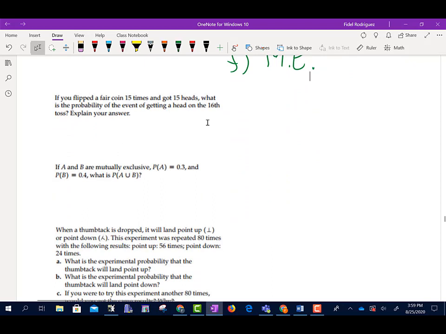All right, for the next problem, if you flipped a coin 15 times and got 15 heads, what's the probability of getting a head on the 16th time? Remember, when you flip a coin, it's going to be either heads or tails. So now we're trying to figure out the probability that we're going to get heads. Well, how many choices do we have?